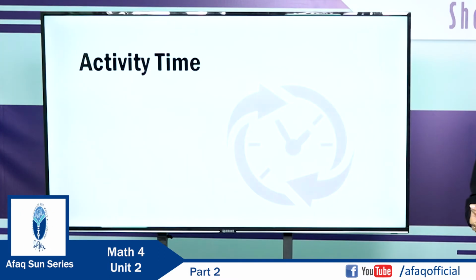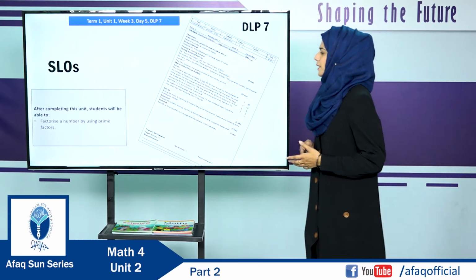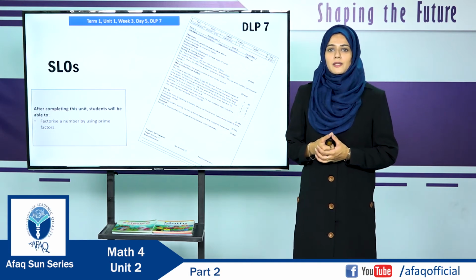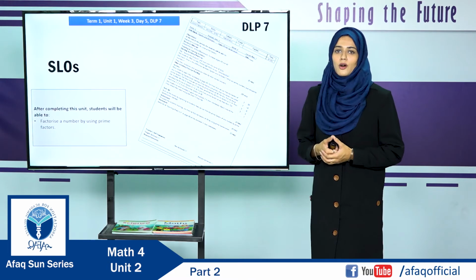It's activity time. Let's see the other concept. In this, we are going to factorize a number by using prime factors. To cover this, the methodology has been given in DLP 7, which falls in term 1 unit 1 week 3 of day 5.